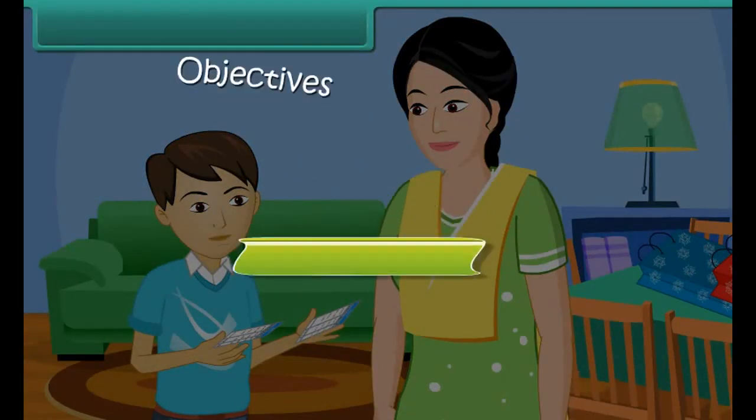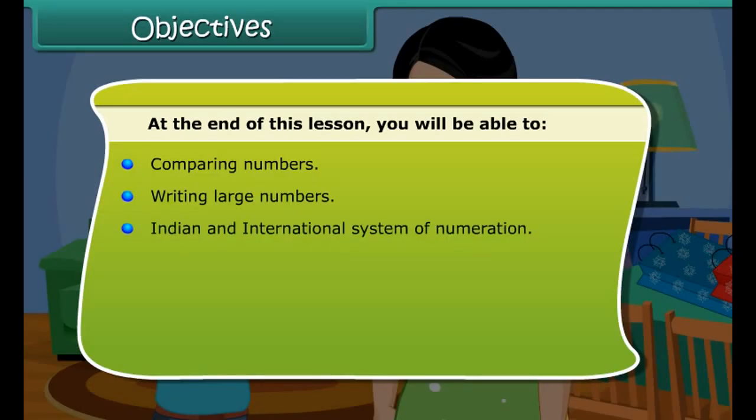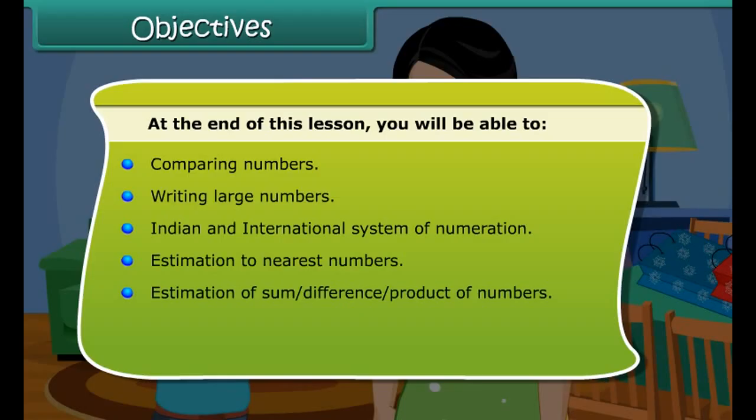Objectives. At the end of this lesson, you'll be able to compare numbers, write large numbers, understand the Indian and international system of numeration, estimate to nearest numbers, estimate sum, difference, product of numbers, simplify using brackets, and use Roman numerals.